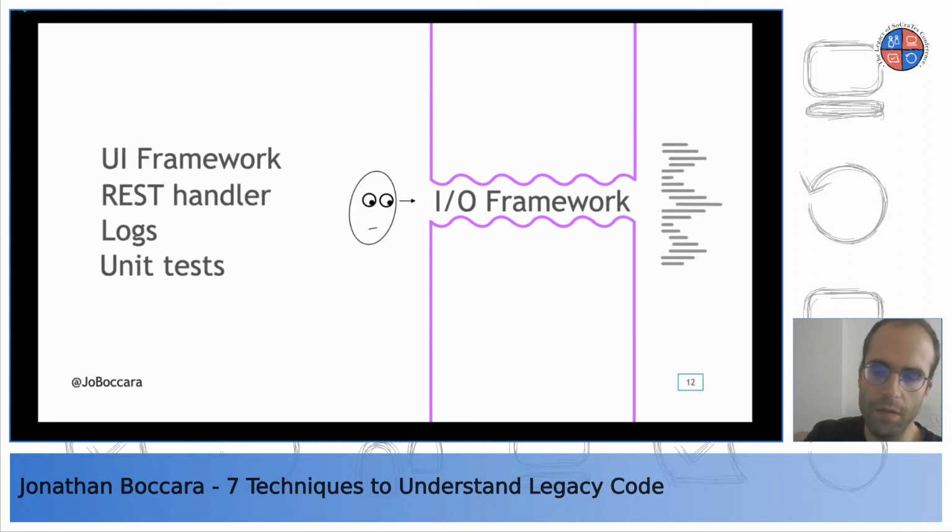Now, what do you want to go and look for in the code? Imagine that you know your I/O framework and you can travel the purple wormhole. What are you going to look for? One thing to look for is technique number 2.